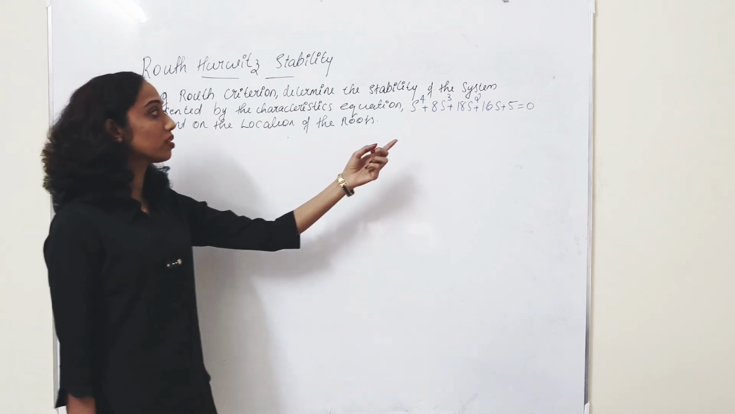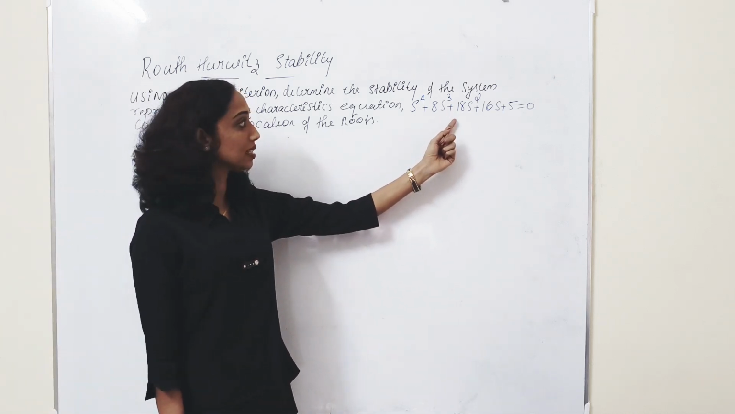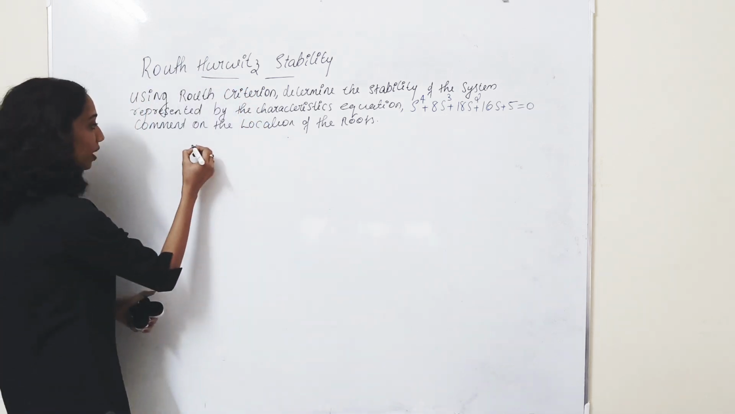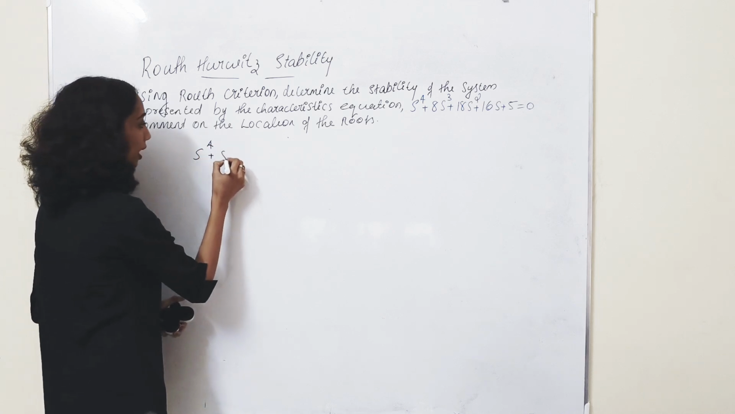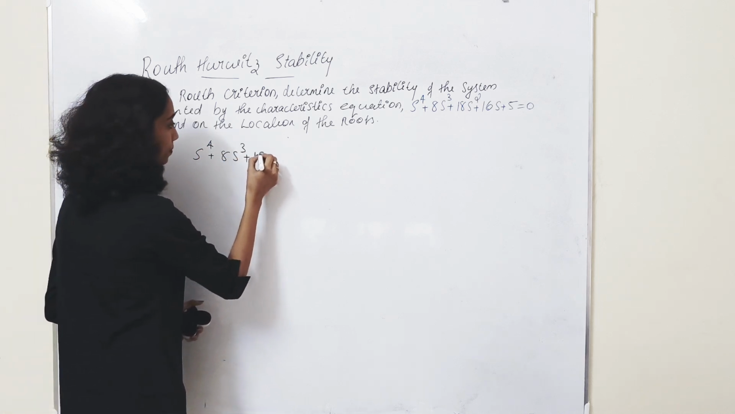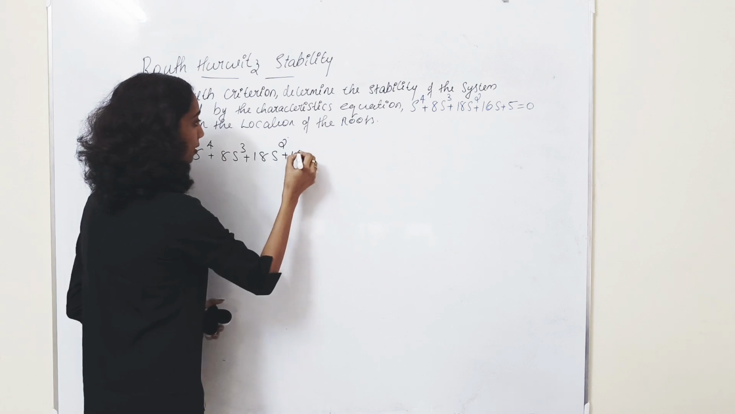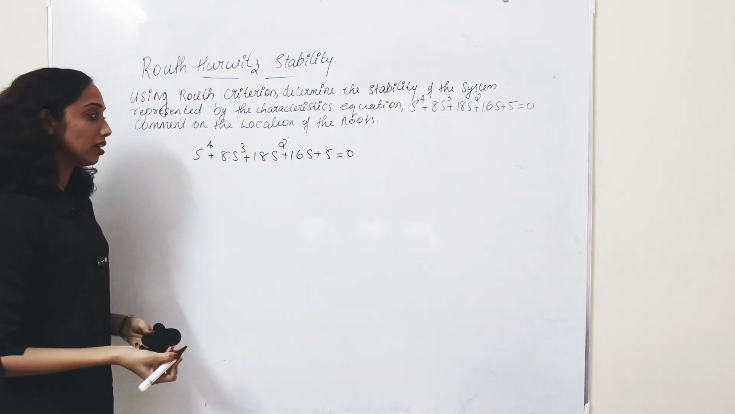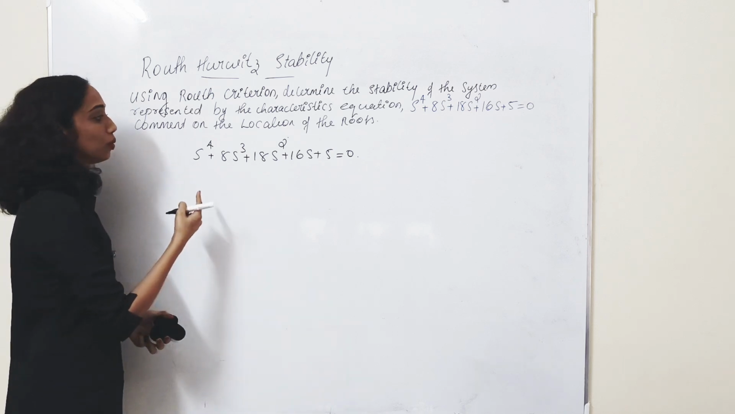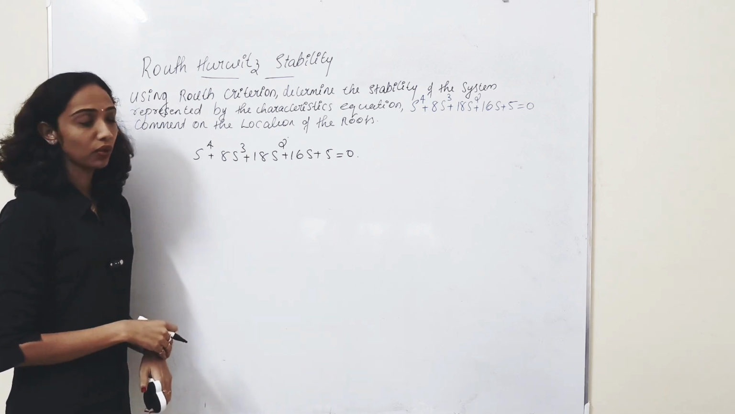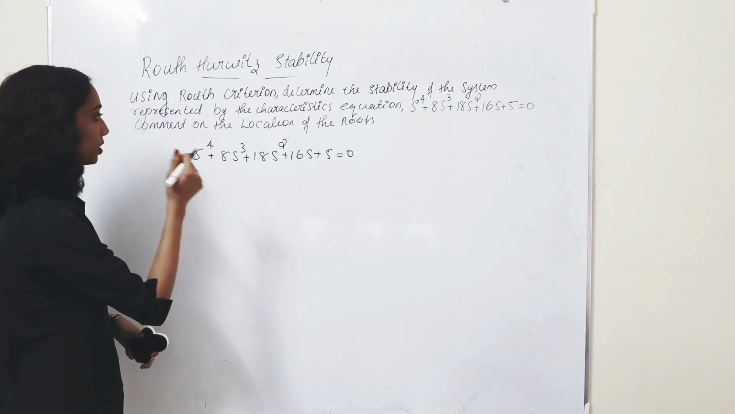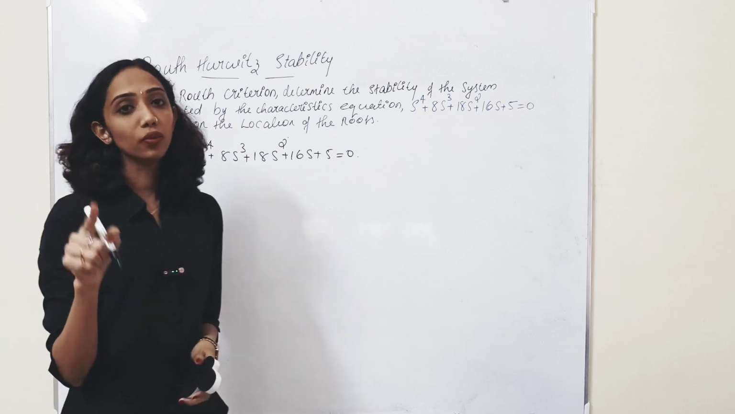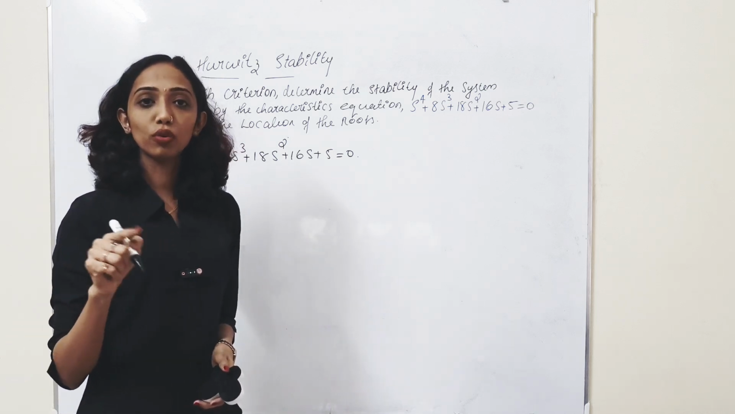Here, our characteristics equation is s raised to 4 plus 8 s cube plus 18 s square plus 16 s plus 5 is equal to 0. I'll write this characteristics equation here. You have to first check what is the order of the system. Here, the first order of the system is s raised to 4, right? And 4 is an even number. It's not at all an odd number.